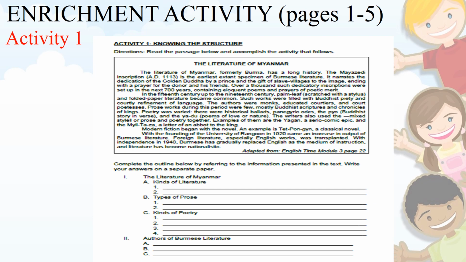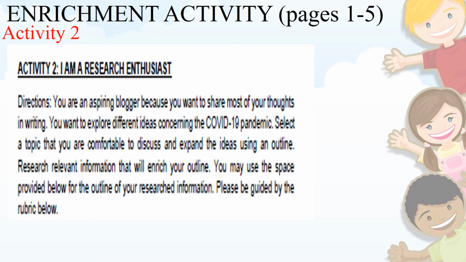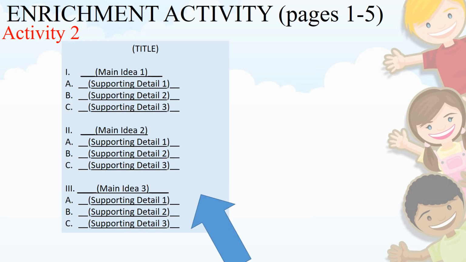Let us now have the enrichment activity on pages 1 to 5. For the activity number 1, you have to read the literature of Myanmar, then afterwards complete the outline below based on the passage that you read. For the activity number 2, you are going to create your own outline, like what you answered in activity number 1. And this is what an outline looks like.